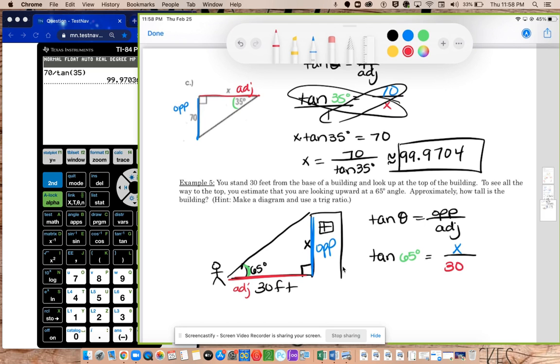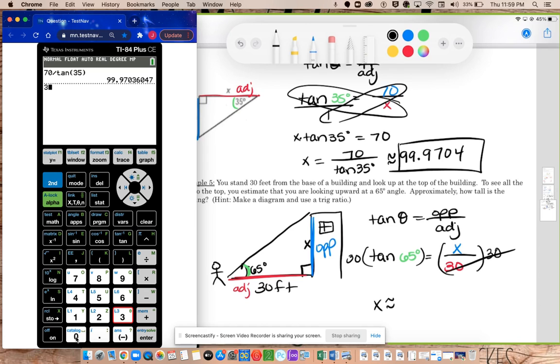Now, because x is in the numerator, I don't have to cross multiply. I can, but I don't have to. I can just multiply by 30 on both sides to get that division to go away. So x is going to equal 30 times tan of 65. So we'll use our calculator. 30 times tan of 65. And that's going to give us about 64.3352, depending on what we want to round to. I'm assuming feet.